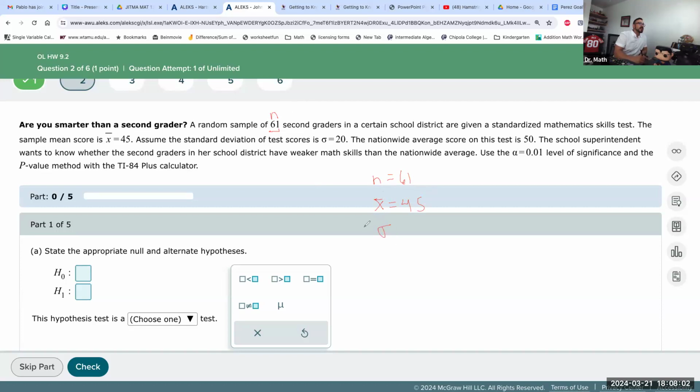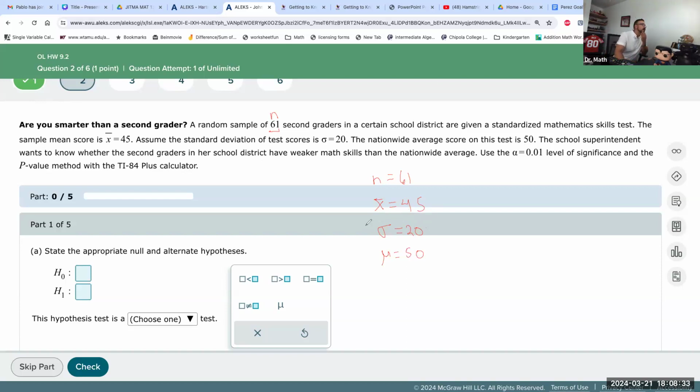And assume the standard deviation of test scores is, and notice they're using this symbol. Because this is the key right here, because they're using the population standard deviation, that's what's going to push me to use a z-interval or z-test, depending on what they're looking for and what they're asking for. So a nationwide average, notice this is of everybody, a nationwide average of this test is 50. So that's our mu is 50. All right, the population standard deviation.